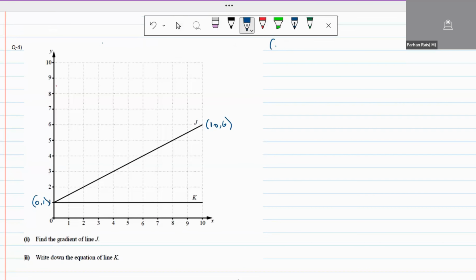The first part, we have to find the gradient of J, that would be y2 minus y1 upon x2 minus x1. So 6 minus 1 upon 10 minus 0. So 6 minus 1, that's a 5 upon 10. We get the gradient as 1 upon 2. So the gradient of line J is 1 upon 2.